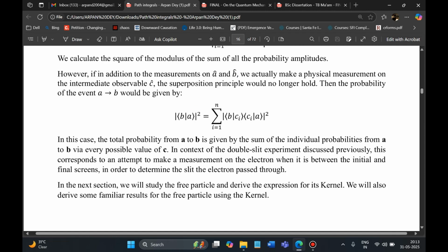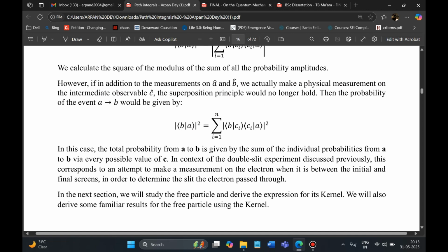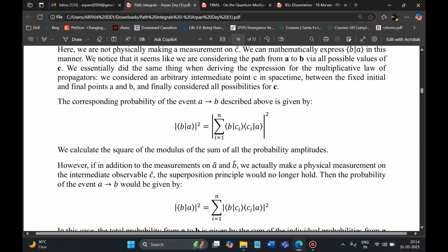Now, in addition to the measurements on A cap and B cap, this is the notation for observable. When we write A cap and B cap, that means we are talking about the observables A and B. If we also make a physical measurement on the intermediate observable C, then the superposition principle would no longer hold, as I already told you, and then the probability would be given by the sum over C of the mod square of this thing. So first we compute the square of the modulus of this thing, and then we take the sum. But when the superposition principle holds, we first take the sum over this, and then we take the square of the modulus.